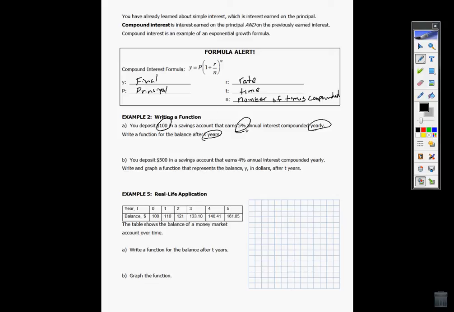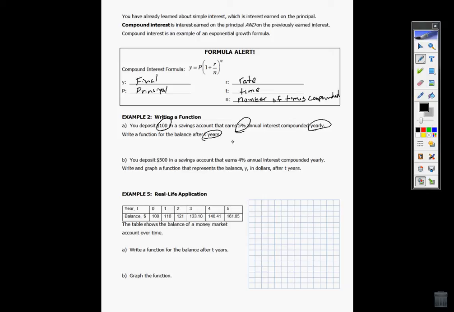It tells me I earn 5% interest. That's rate. That's how much it's going to grow. It also tells me that it's going to get compounded yearly, which means that my n value, which means how many times that interest is going to get applied, is 1 time every year. Writing a function for the balance after t years. This last sentence tells me what my variable is. This last sentence tells me I don't have a value for t. T is what makes this an equation rather than just an expression.